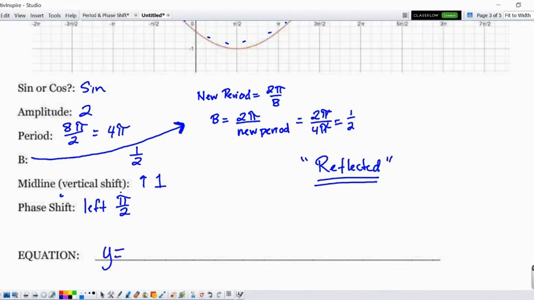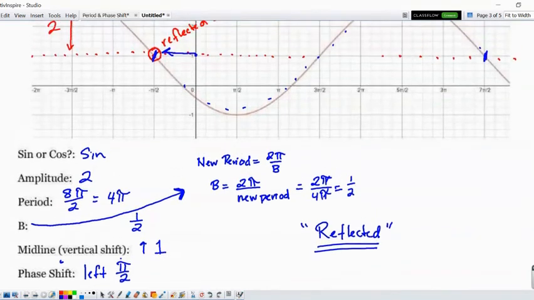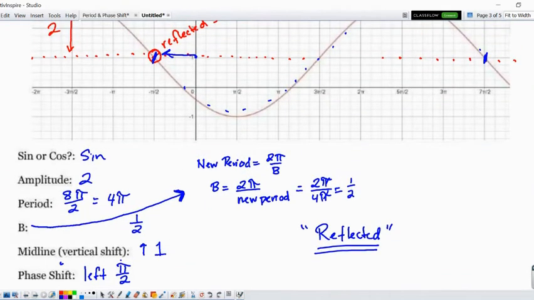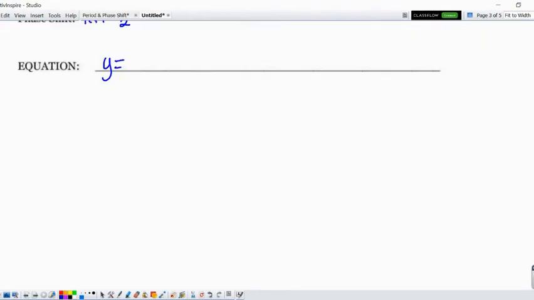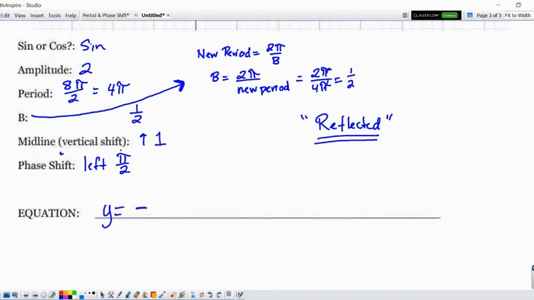So y equals. Since we chose to write a sine curve, and we're starting at this midline value, and we're going down first, we're going to need to put a negative out in front as we write our equation. Sorry, this is jumping all over. And then we're going to need to put our a value, or amplitude, which is 2. Then sine. Then our b value, has the period changed? It did. It went to 4 pi, which means this is 1/2.